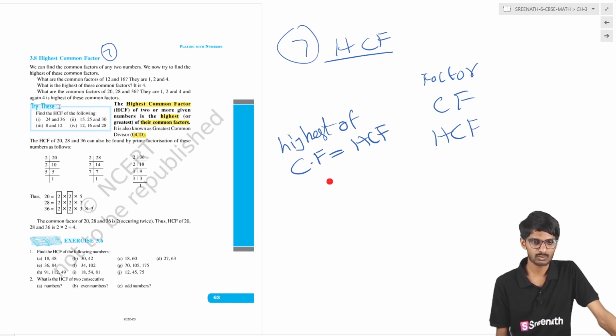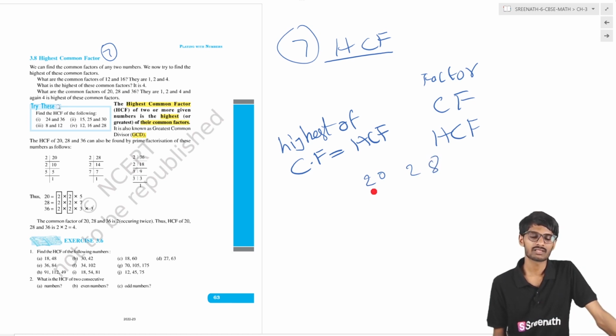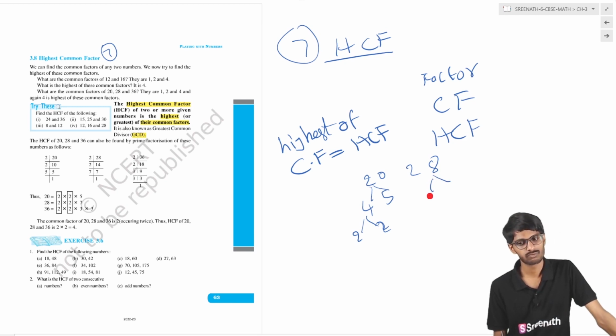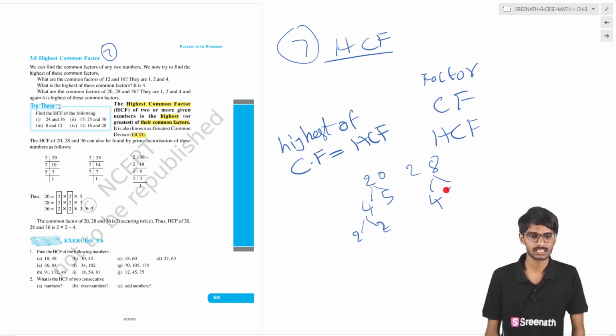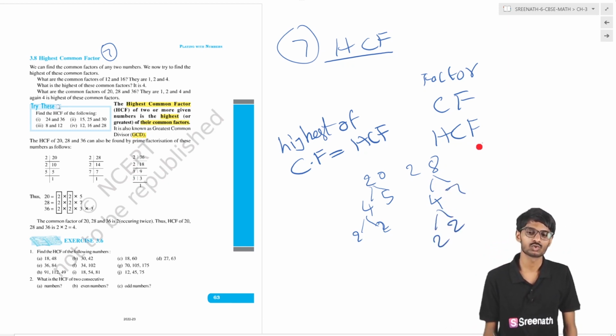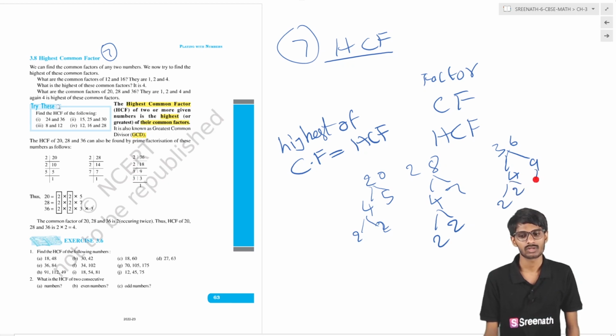So suppose, for example, take 20 and 28. What are the factors for it? Factors for it is 4 into 5. Again we write it as 2 into 2. And for 28, how can we write it? We can write it as 4 into how many times? 4 5s are 20, 4 6s, 4 7s, 4 7. Again you can write it as 2 into 2. And take another number, that is 36. How can we write it? In the 4th table, we can write it as 4 9s, we can write it as 2 into 2, and we can write it as 3 into 3.